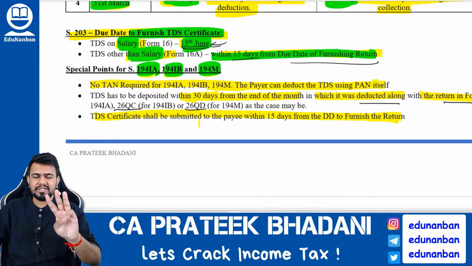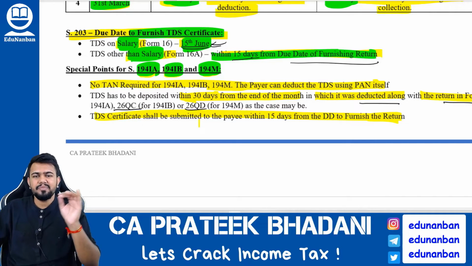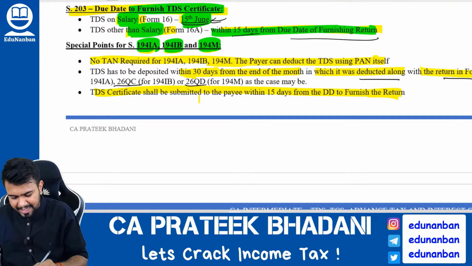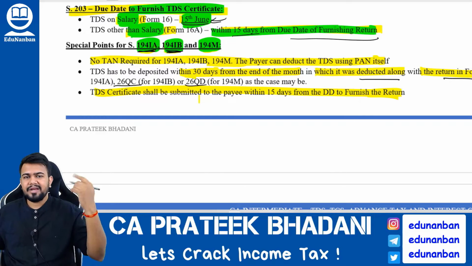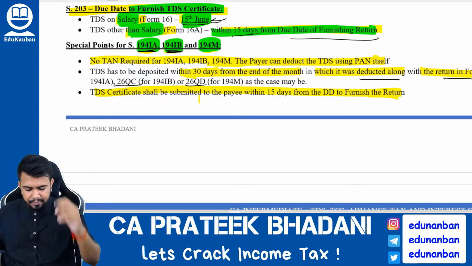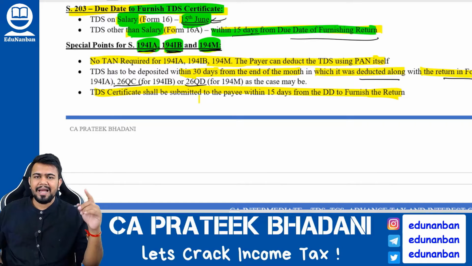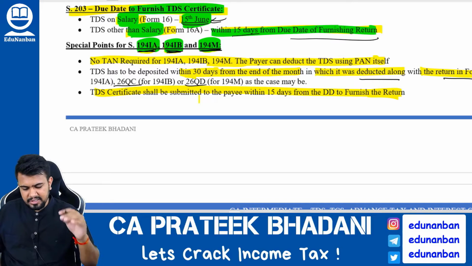But for 3 sections, TAN number is not required. PAN number itself is enough. That means permanent account number itself is enough. What are those 3 sections? 194IA, that is immovable property. 194IB, that is the person who is paying the rent other than 194I, and then 194M, that is contract, commission and professional service, which are not covered under the other sections.